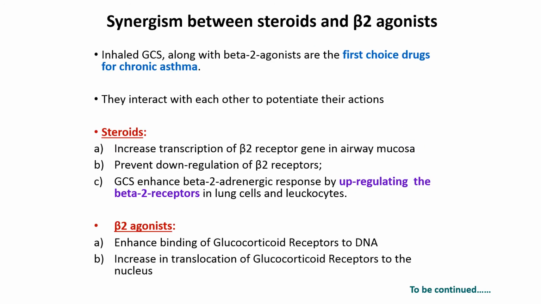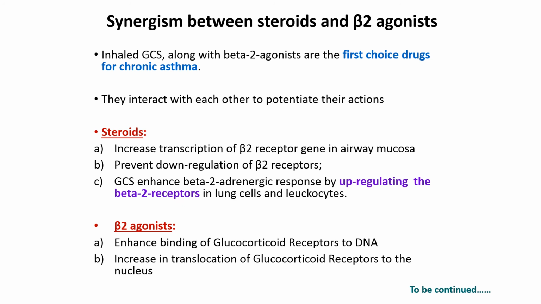So what happens if you combine the inhalational corticosteroids with beta-2 agonistic drugs? You get a synergistic effect, and they interact with each other to potentiate their actions. Steroids increase the transcription of the beta-2 receptor gene in the airway mucosa. The second thing they do is prevent the down regulation of beta-2 receptors, and in fact they increase the up regulation of the beta-2 receptors in the lung cells. Whereas beta-2 agonistic drugs enhance the binding of glucocorticoid receptors to the DNA, and they increase the translocation of glucocorticoid receptors to the nucleus. So what we are noticing is that they are actually potentiating each other's action.